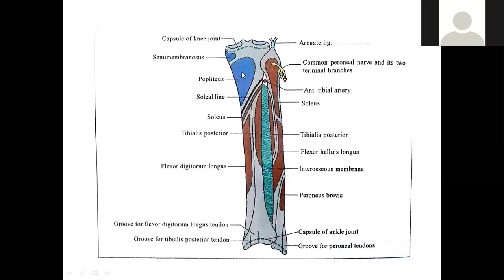Extracapsular. Extracapsular. It was inside the capsule, beta. I told you more specifically. I gave you the comparison, just like biceps, right?